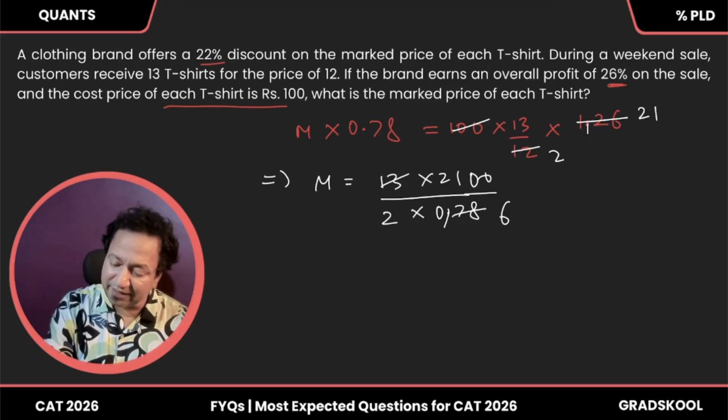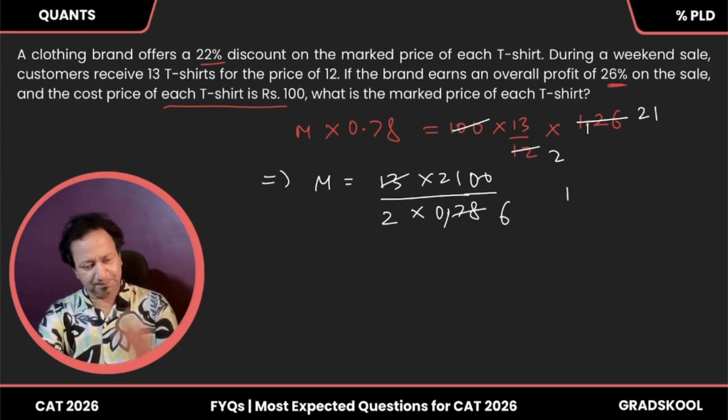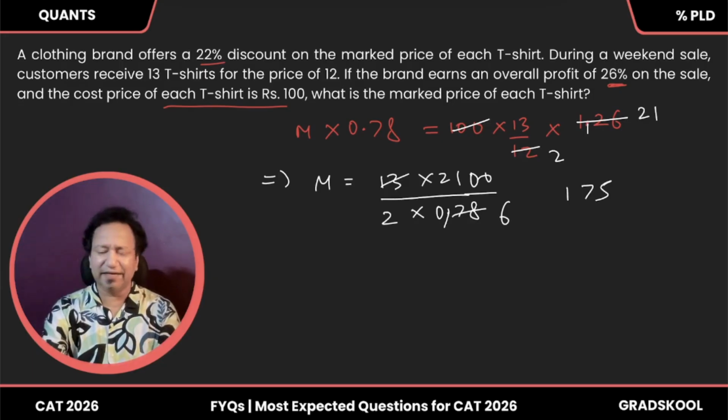So let me just divide 2100 by 12. 12 ones are 12, 9, 12 sevens are 84, 12 fives are 60. 175 is the answer, guys.